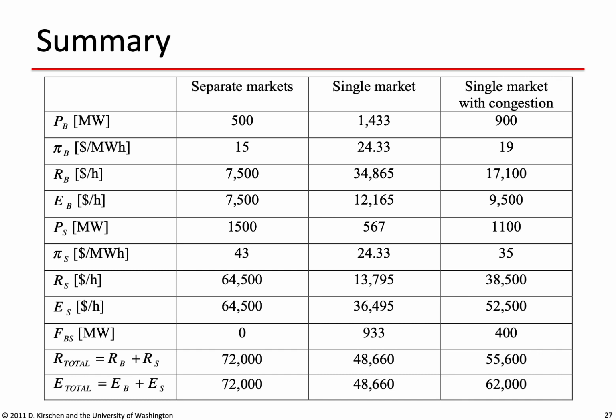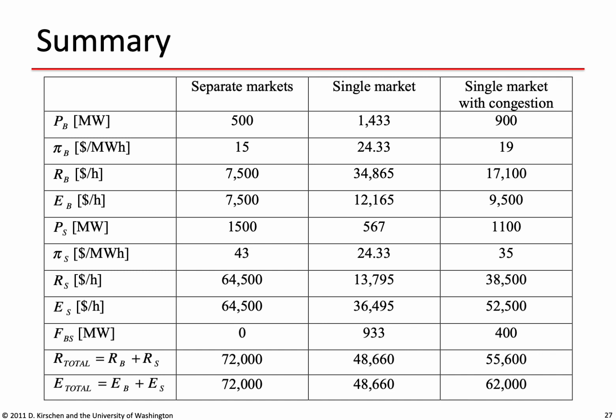The Syldavian consumers pay a total of 52,500, which is 35, the price, times the demand in Syldavia, which is 1,500. So the Bordurian generators collect more revenue than in the case of a single market, but less than in the case of separate markets, while the Syldavian consumers pay more than in the case of the single market, but less than in the case of separate markets. And as I said, the flow between Borduria and Syldavia in this case was limited to 400 megawatts.